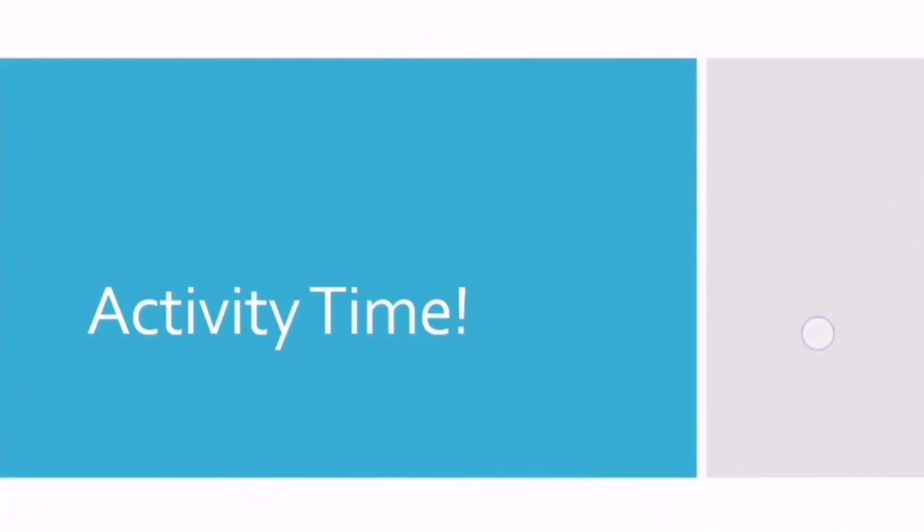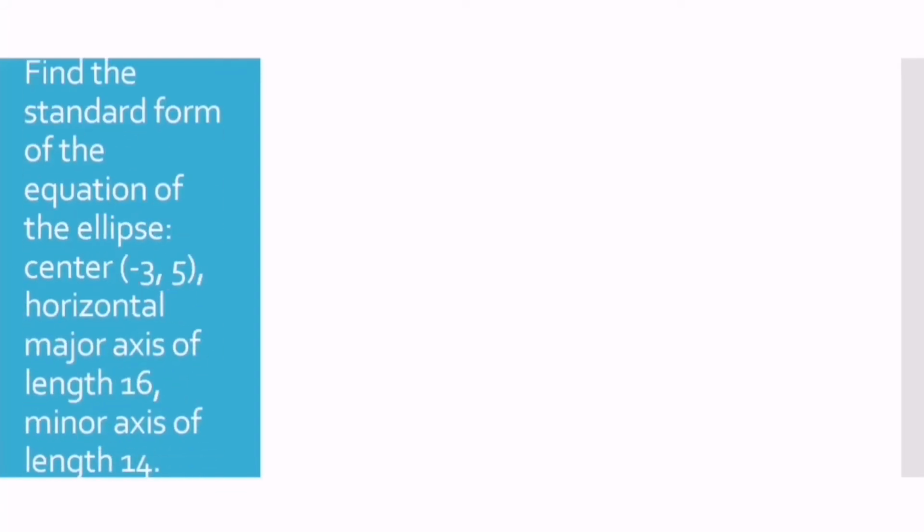Now let's do an activity. Find the standard form of the equation of the ellipse with center negative 3, 5, horizontal major axis of length 60, minor axis of length 40. So, ang sabi dito, horizontal major axis. Ibig sabihin, ang ating ellipse ay horizontal dahil parallel siya to the x-axis.